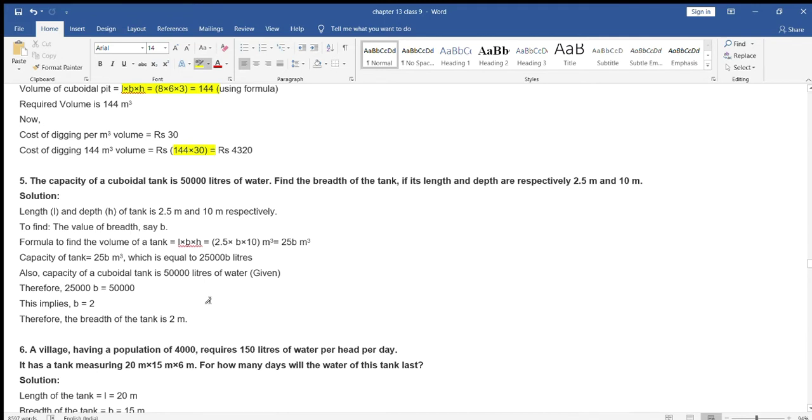Okay, with the help of this capacity, we can find out the volume, or with the help of volume, we can convert that into the capacity. Both terms should be the same.